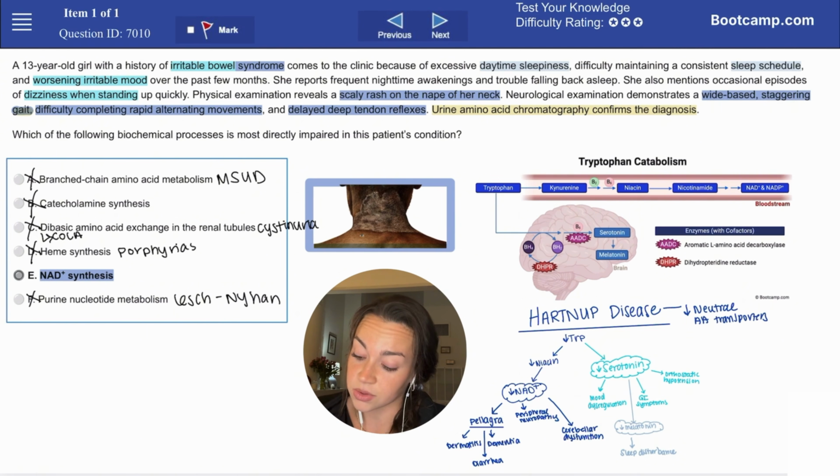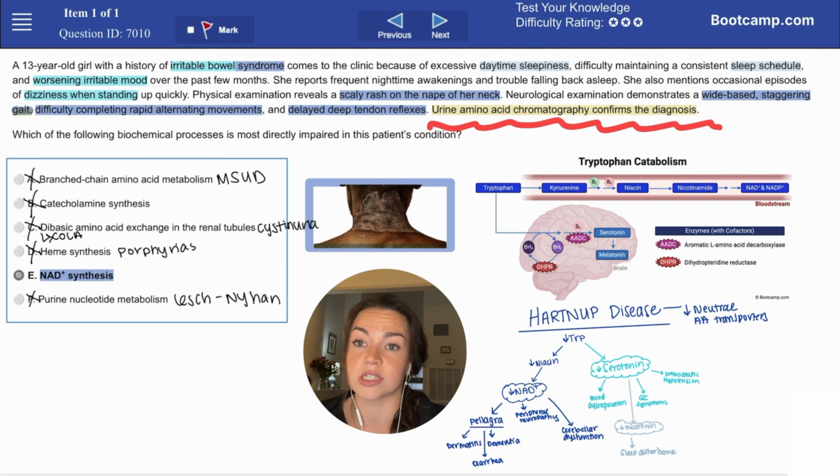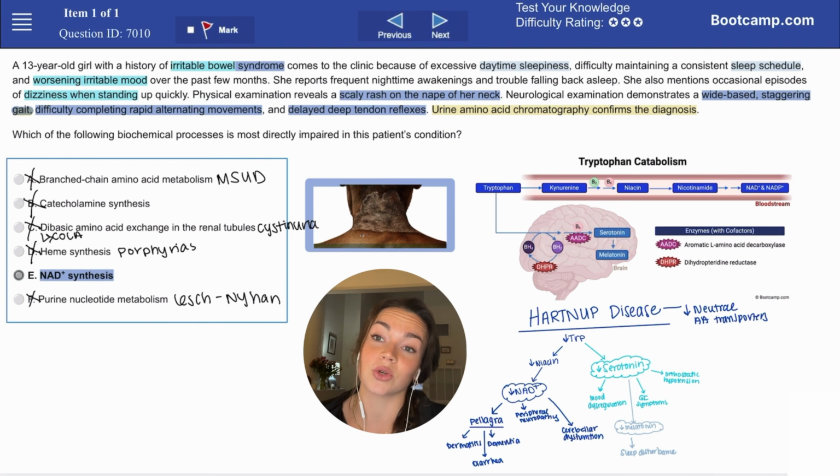A deficiency in serotonin leads to mood dysregulation, GI symptoms, and orthostatic hypotension, and also leads to a deficiency of the downstream melatonin, which leads to sleep disturbances. The diagnosis is confirmed by urine amino acid chromatography, which will show increased neutral amino acids in the urine.